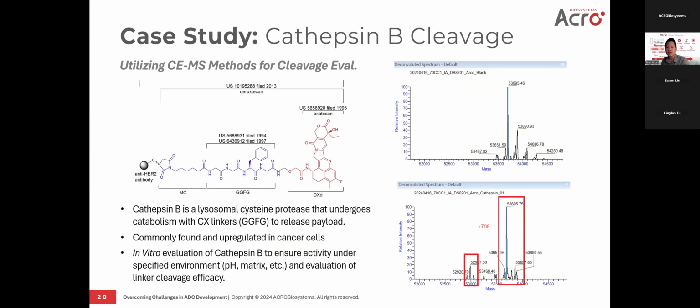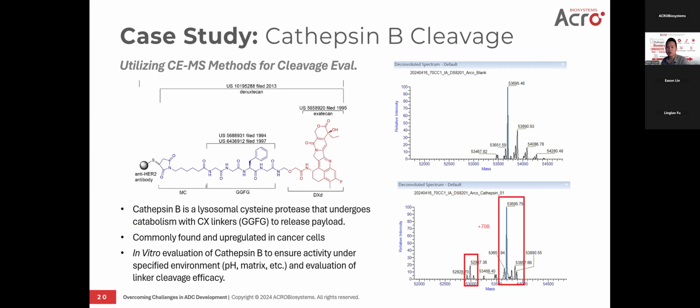The next case study addresses how to test linker cleavage efficiency in vitro. We use trastuzumab with a CX linker and the DXd payload. Cathepsin B is commonly upregulated in cancer cells, like we mentioned. So we add the ADC to cathepsin B under the right conditions to evaluate the linker cleavage efficacy.